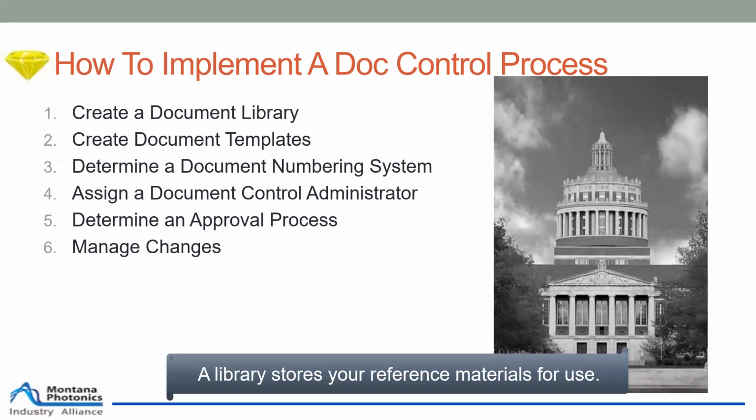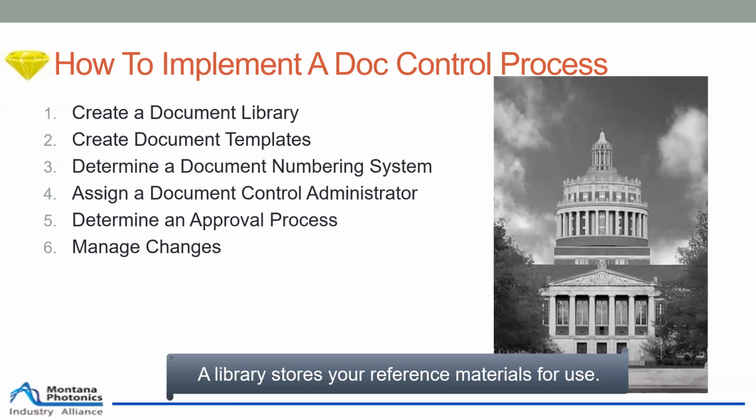Third, determine a document numbering system that provides a unique identifier. There are many ways to approach document numbering. Fourth, assign a person to be your document control administrator. This person is responsible for coordinating the document control process and for maintaining the library.